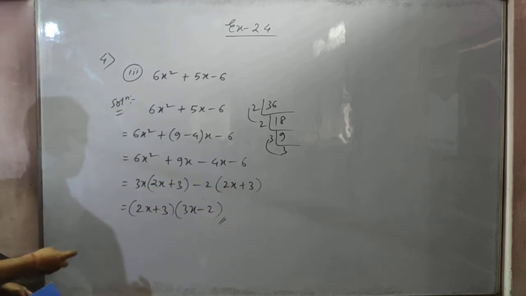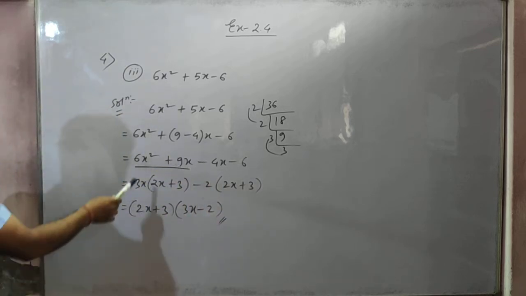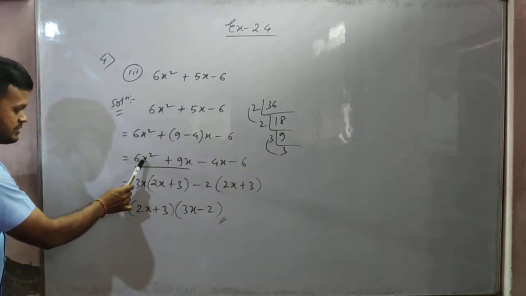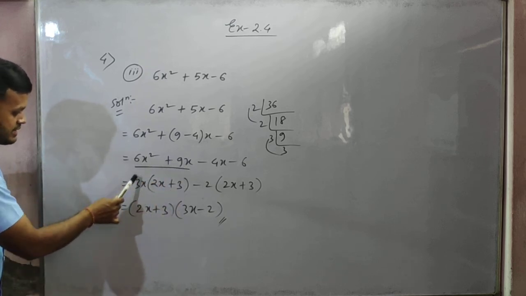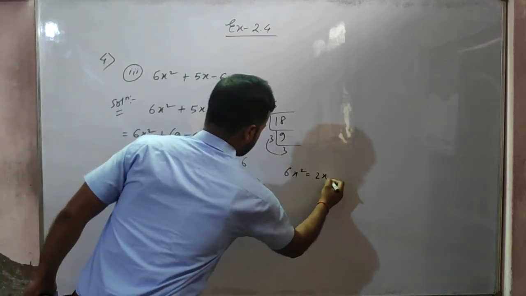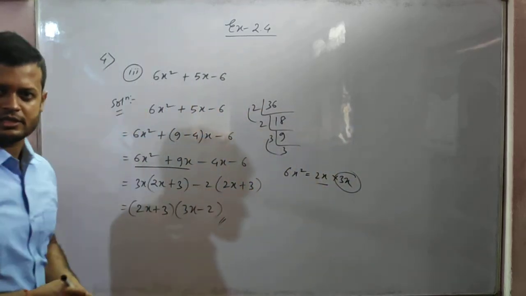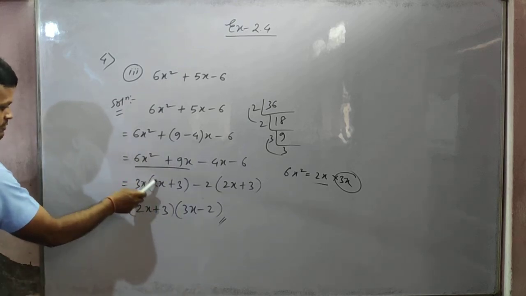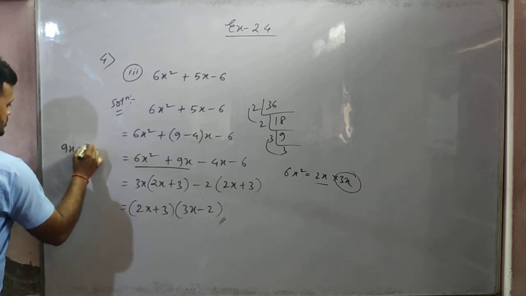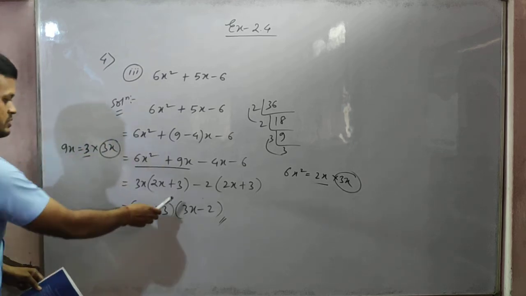From the first two terms I am taking 3x common. From here if I take 3x common I will get 2x, because 6x square is equal to 2x into 3x. So from here I will get 2x. From here I am taking 3x common so I will get 3, because 9x is equal to 3 into 3x. If I take 3x common, then 3 will stay. So inside the bracket plus 3.